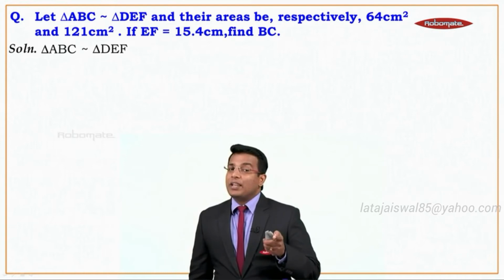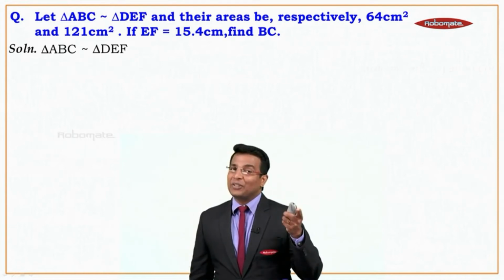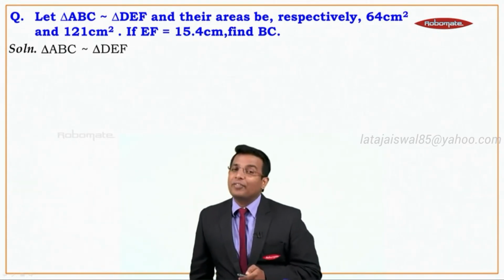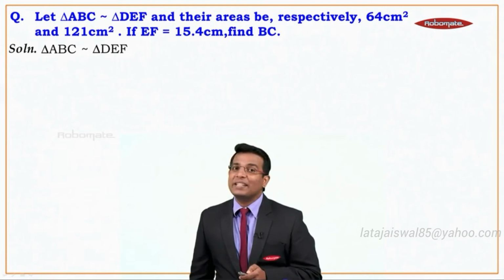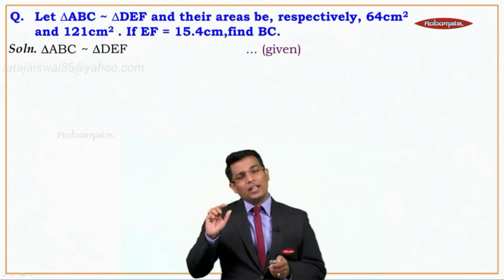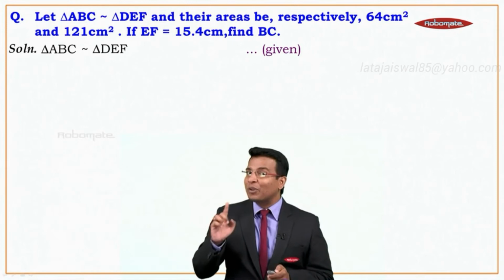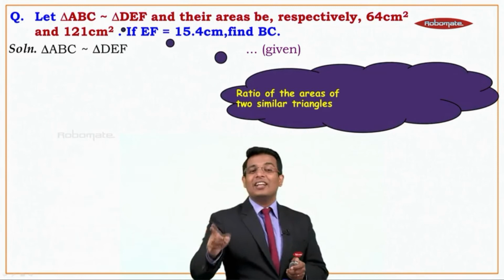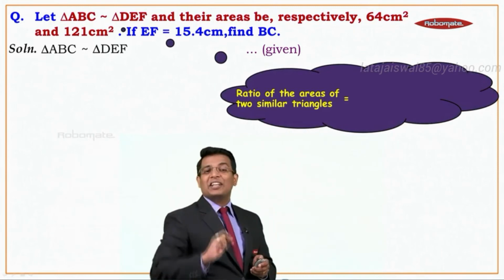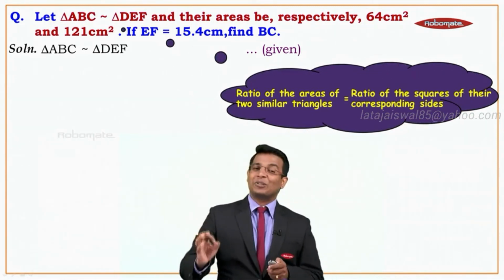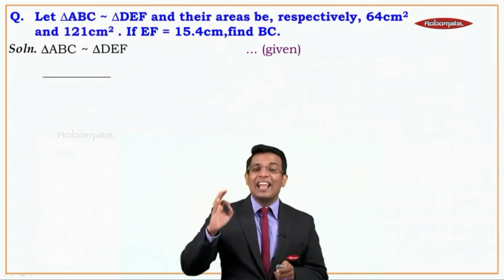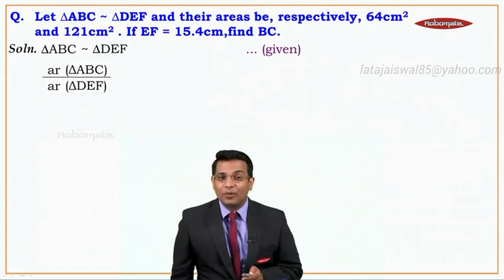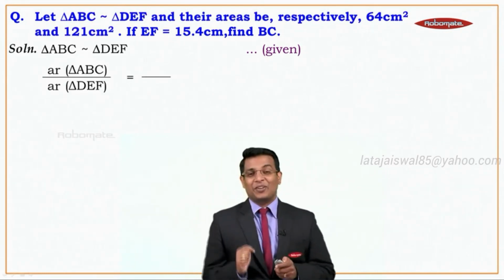And their areas, what is given to you is the area of one triangle is 64 centimeter square and the area of the other triangle is 121 centimeter square. If EF is equal to 15.4, find BC. Now tell me, what do you know when two triangles are similar? Remember we are talking about area here. We just learned that the ratio of the areas of two similar triangles is equal to the ratio of the squares of their corresponding sides. That means we can say that area of triangle ABC upon area of triangle DEF will be equal to the ratio of the squares of their corresponding sides.